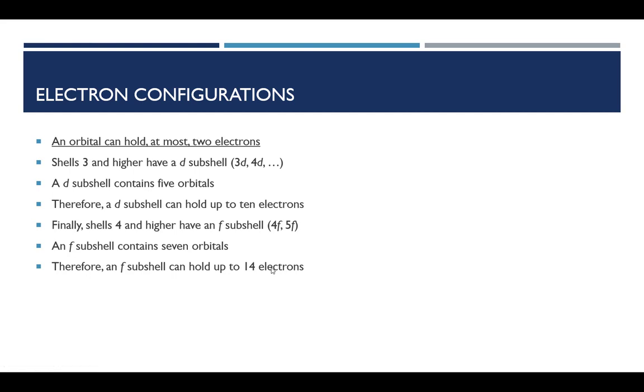You'll notice the pattern. S subshells have 1 orbital, P have 3, D have 5, F have 7. It's the odd numbers. And remember, the maximum number of electrons is just that number times 2.